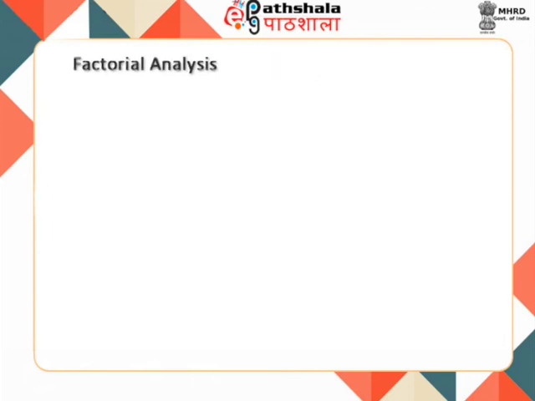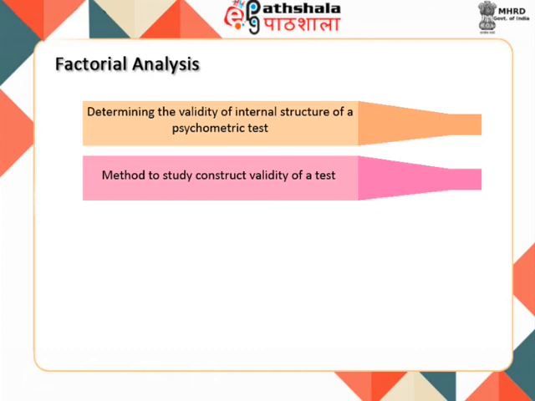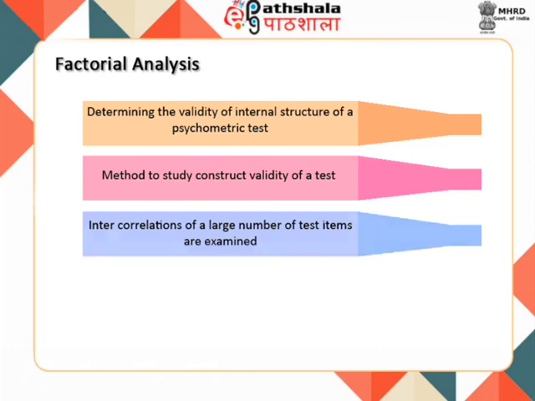Factorial analysis deals with determining the validity of the internal structure of a psychometric test, that is, how items are relating with each other. This is another method to study construct validity of a test. It is a specialized statistical technique that is widely used and is highly important in modern test construction. The intercorrelations of a large number of test items are examined and, if possible, accounted for in terms of a much smaller number of more general factor or trait categories.